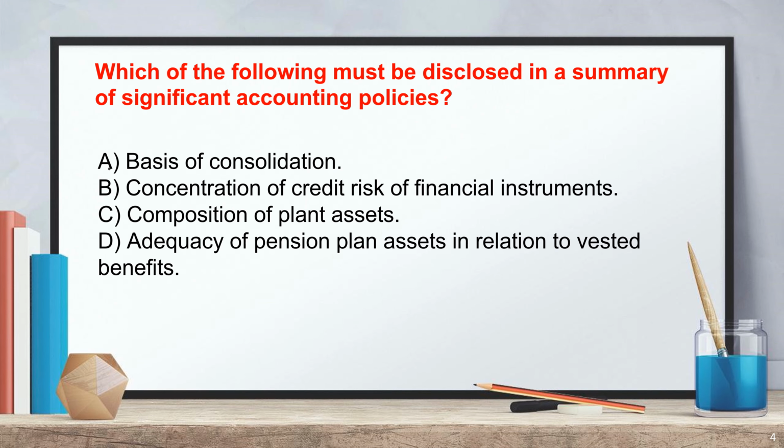Question 2. Which of the following must be disclosed in a summary of significant accounting policies? The answer is A. The summary of significant accounting policies includes essential information about the basis of consolidation, depreciation methods, and other accounting practices that impact financial statements.